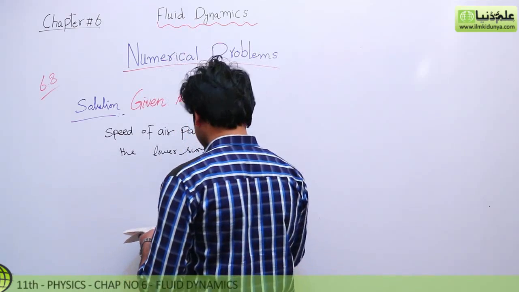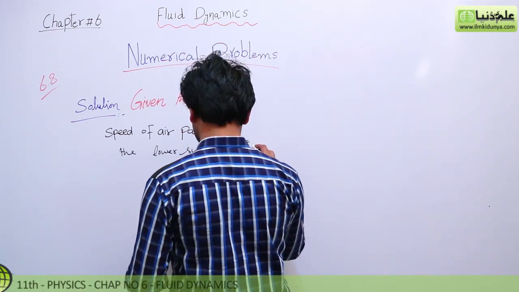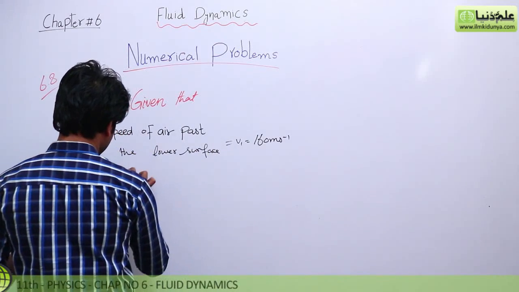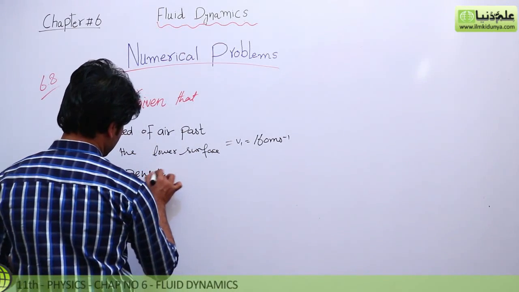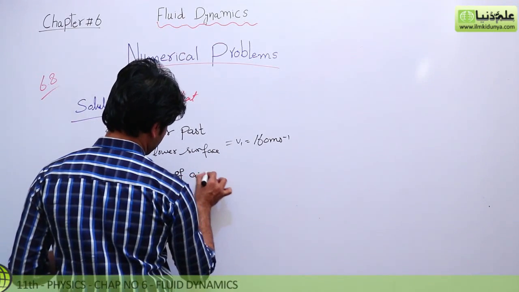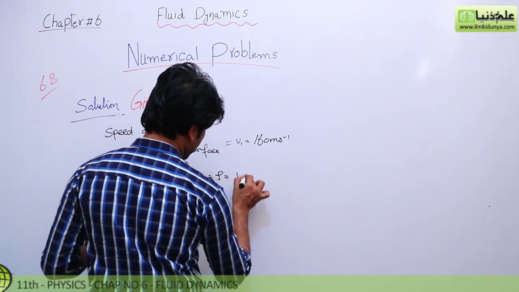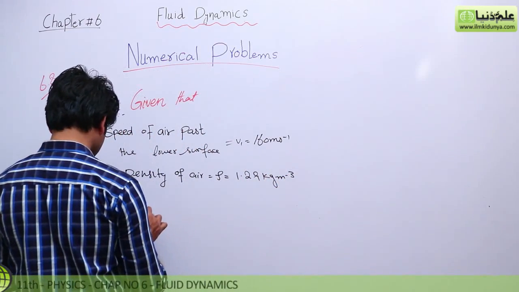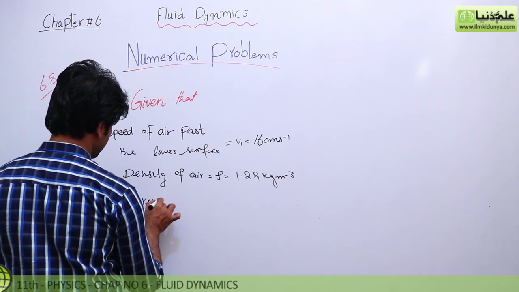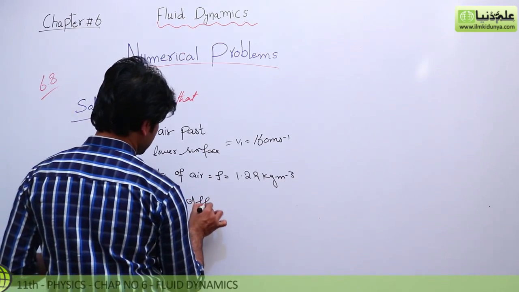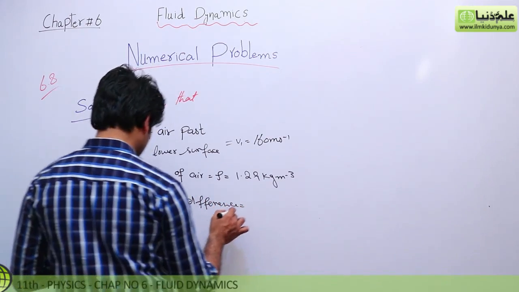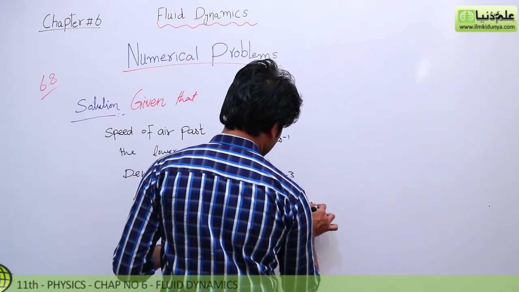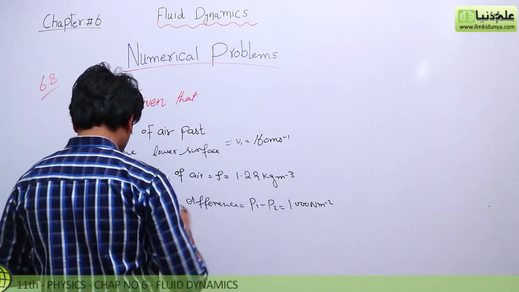So the lower side speed is given as V1 equals 160 meter per second, and the density of air is given as 1.29 kilogram per meter cube. The pressure is given in difference form, which is P1 minus P2 equals 1000 Newton per meter square or Pascal.